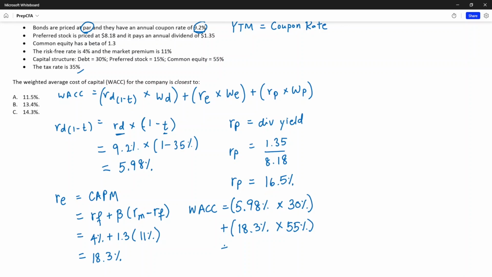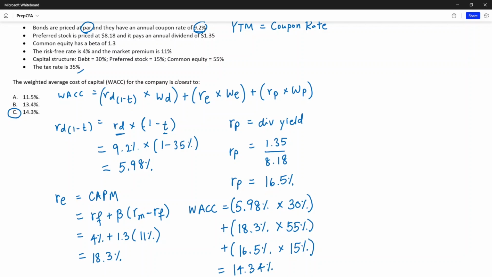And then we want to add the cost of preferred stock, which we know is 16.5% times 15%. And so we get the result to be 14.34%. And so the answer is C, 14.3%.